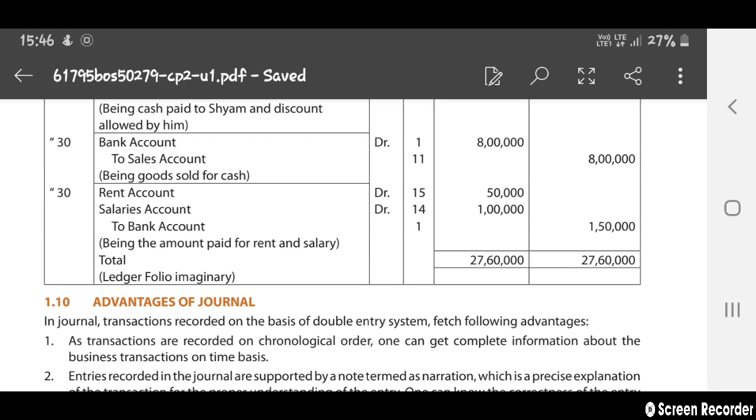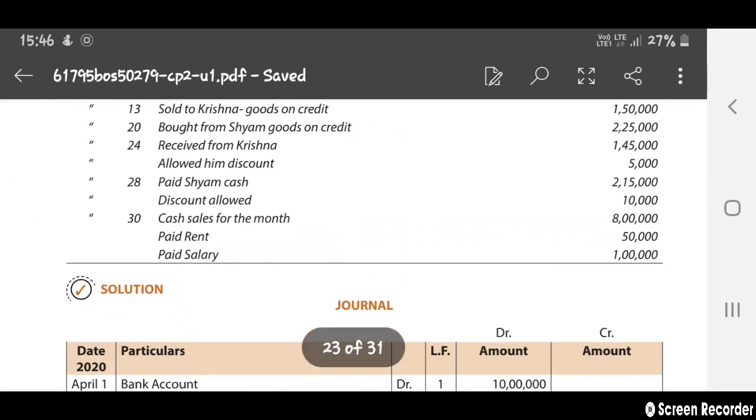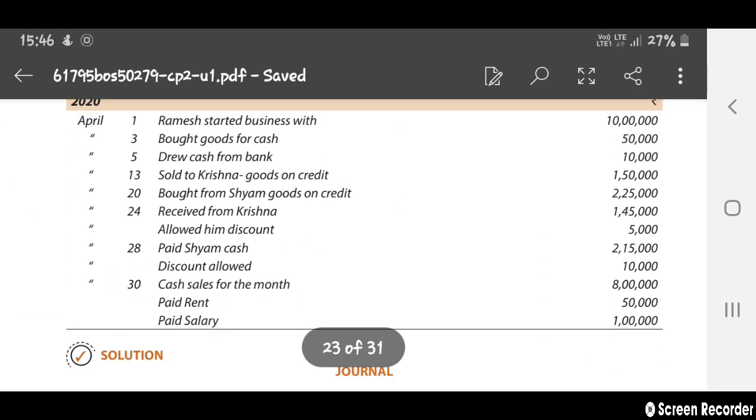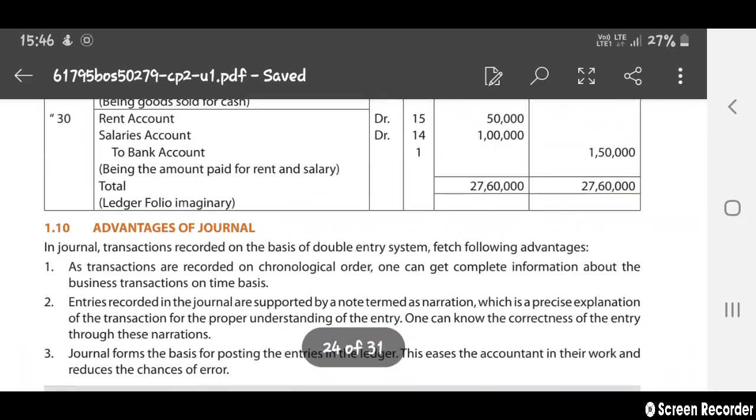So rent account is 50,000, we have given rent. Salary we have given 1 lakh, so that comes under debit. And to bank account we have given 1 lakh 50,000. So being the amount paid for rent and salary, in total we get 27 lakh 60,000 on the debit side and 27 lakh 60,000 on the credit side. So these are the journal entries we have done for the question they have asked.